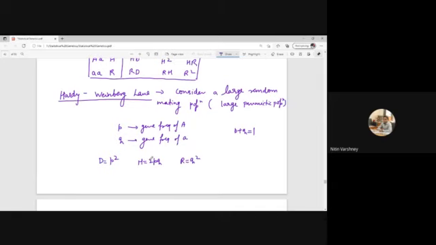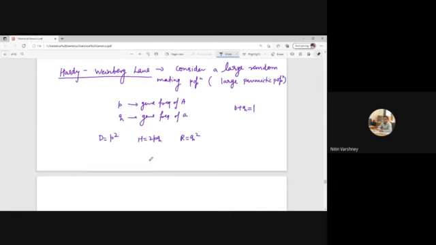Isn't it? I can write D is equal to P square, H is equal to 2PQ, because here we have D, H, R, and if we write P square, 2PQ and Q square, then P square plus 2PQ plus Q square is also 1. The sum of all three, because D plus H plus R is equal to 1 if the frequencies are given in percentage.